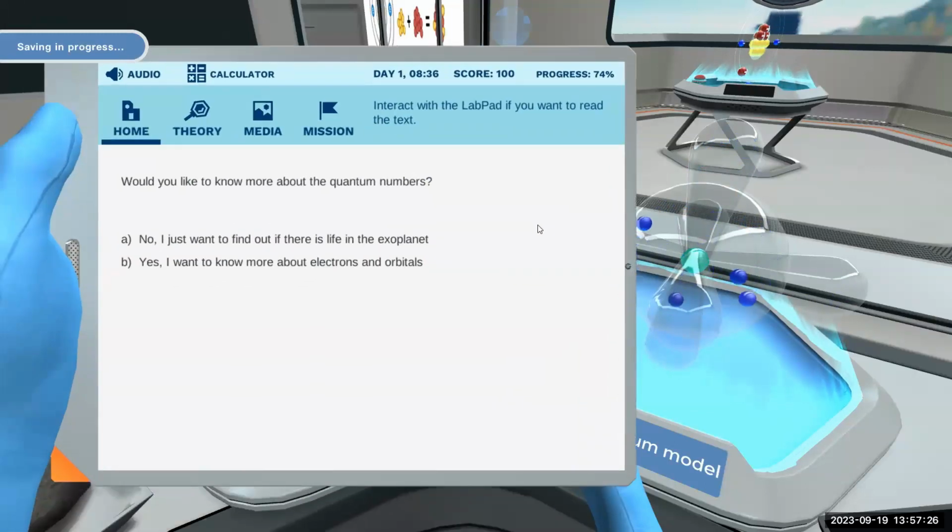Would you like to know more about the quantum numbers? Option A. No, I just want to find out if there is life in the exoplanet. Option B. Yes, I want to know more about electrons and orbitals.